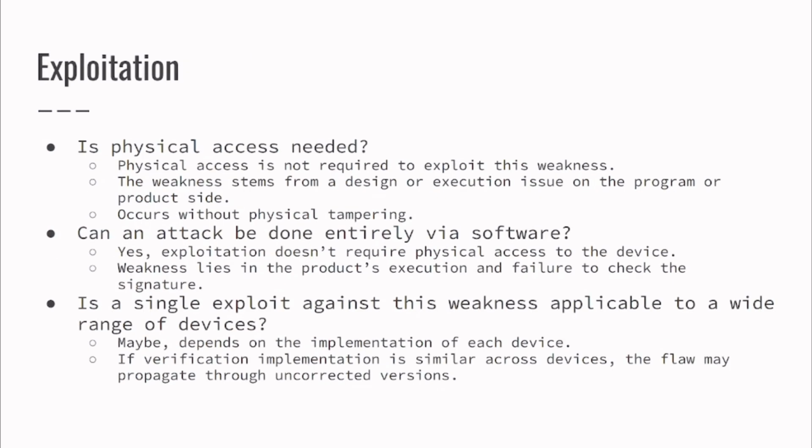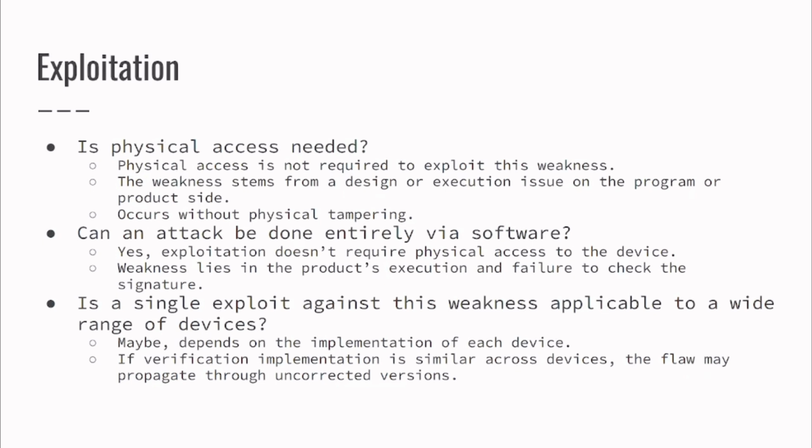For exploitation, physical access is not strictly needed to exploit this weakness, as it is a design or execution issue that occurs on the program or product side when its own system fails to properly execute, without physical tampering. The attack can be done entirely via software, and the weakness occurs in the product's execution and subsequent failure to actually check the signature.